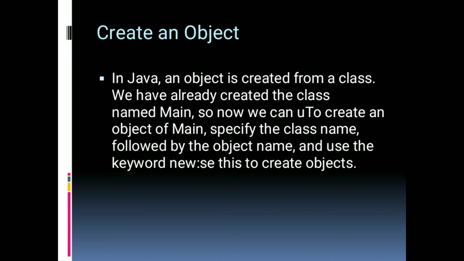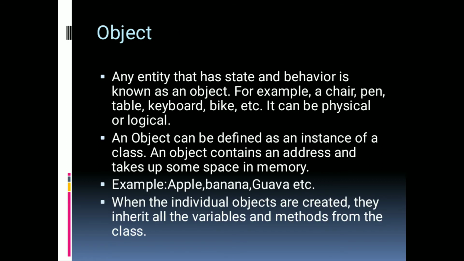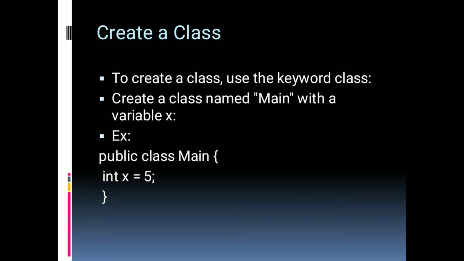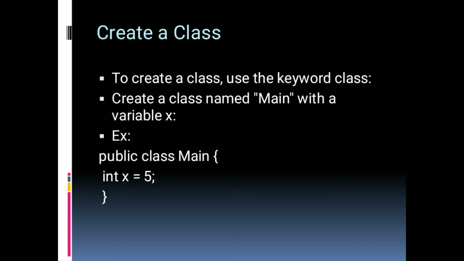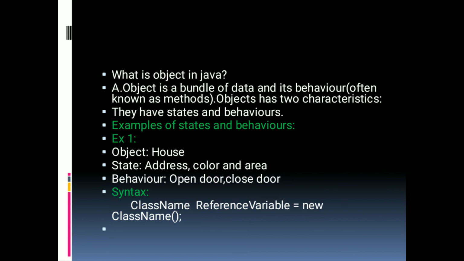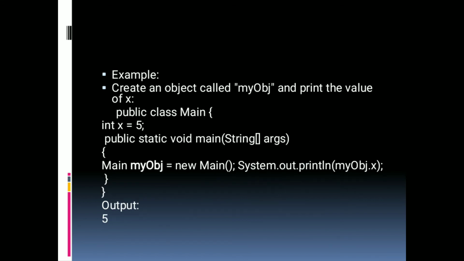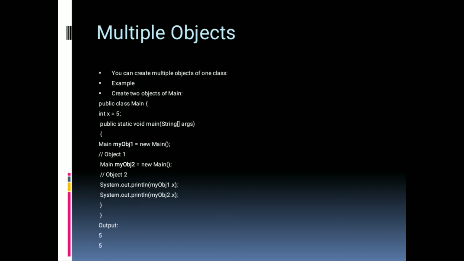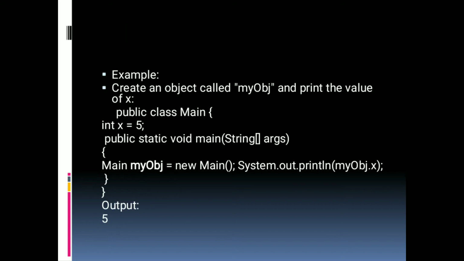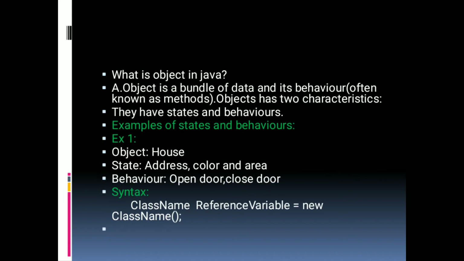Here, we have to create an object. We have already created a class, and we'll take one example for an object also. Here we have created an object. What is the object name? myObj, and print the value of x. Before coming to this concept, there are a few points to be understood.